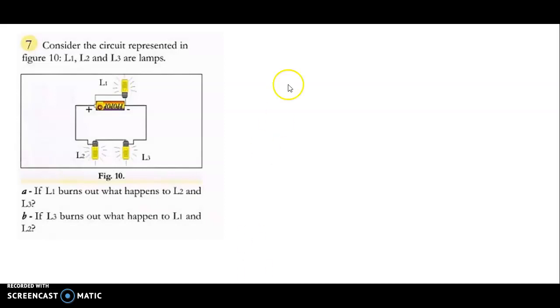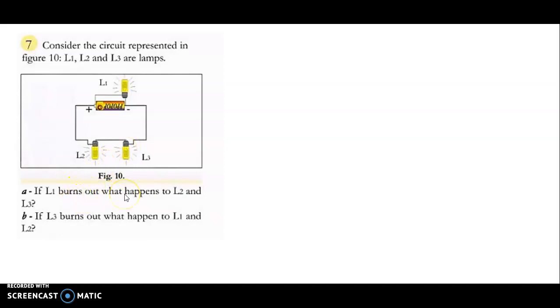So we have here that L1 is connected, as you can see, in parallel across the terminals of the battery. The base of the lamp is connected to the positive terminal of the battery, and the contact is connected to the negative terminal. So these are connected in parallel externally. Now L2 and L3 are connected in series to the battery, because only one terminal is connected to one terminal of the battery, and so on.